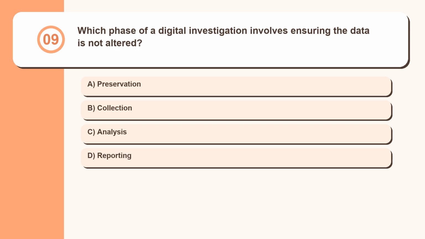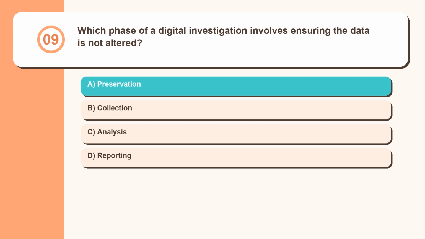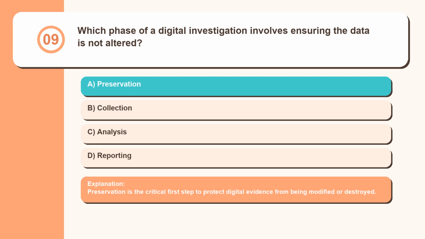Question 9. Which phase of a digital investigation involves ensuring the data is not altered? Preservation, collection, analysis, reporting. Preservation is the critical first step to protect digital evidence from being modified or destroyed.